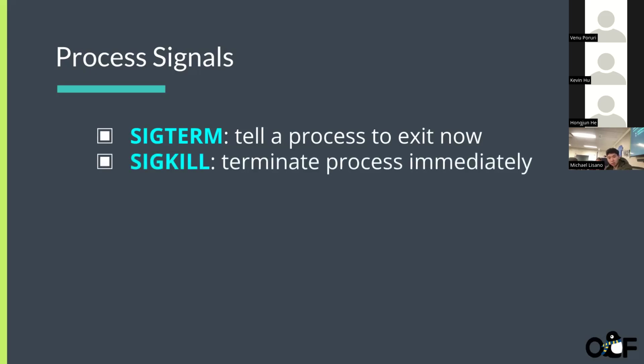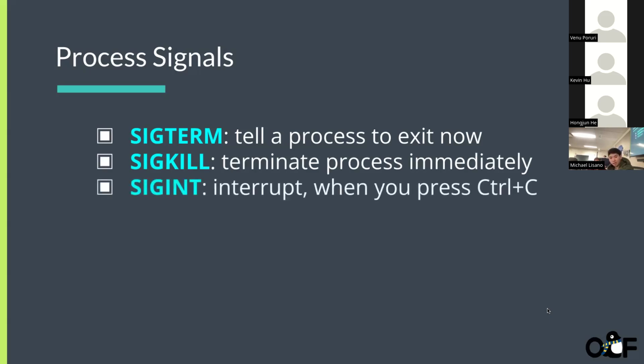Second, SIGKILL is going to terminate the process immediately, without waiting for any cleanup or anything. SIGINT is going to actually wait. Sorry, SIGTERM is not SIGINT. My bad, I screwed up. SIGINT is the interrupt when you press Control C. SIGTERM is essentially any signal from anywhere that tells the process to exit now and wait for cleanups. SIGINT is between TERM and KILL in that it tells the process to terminate, but doesn't immediately stop them without any cleanup.